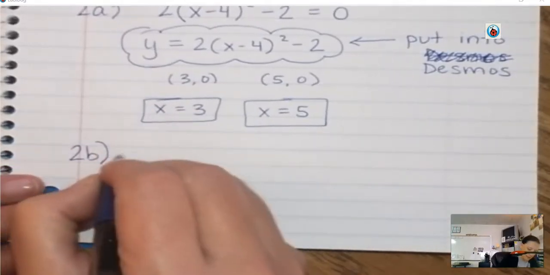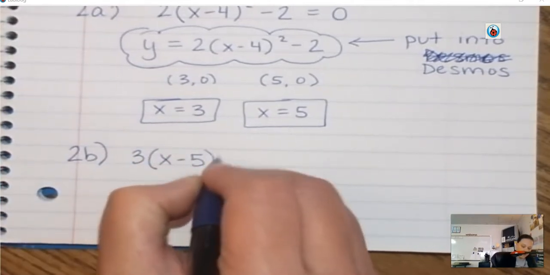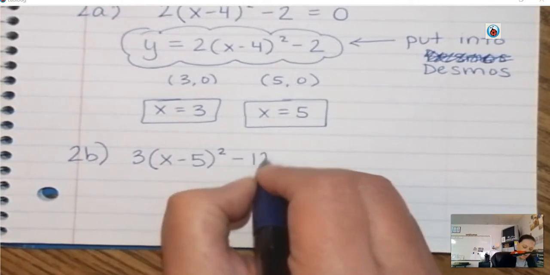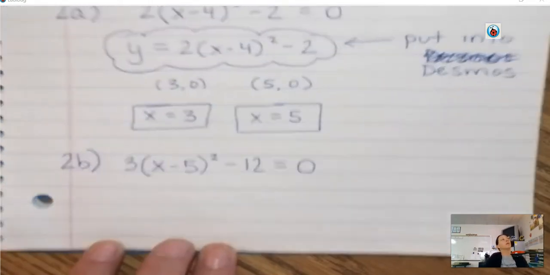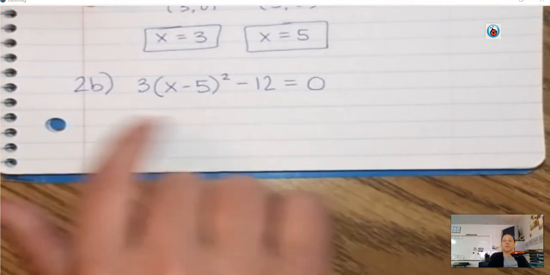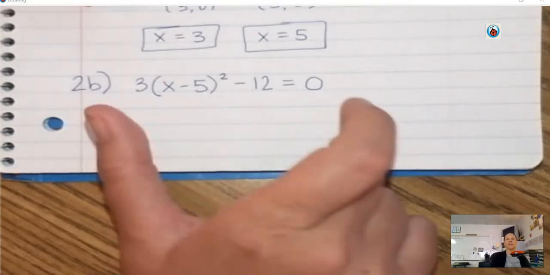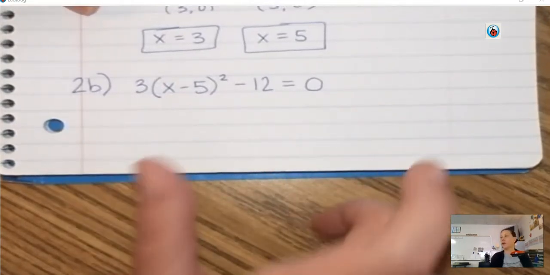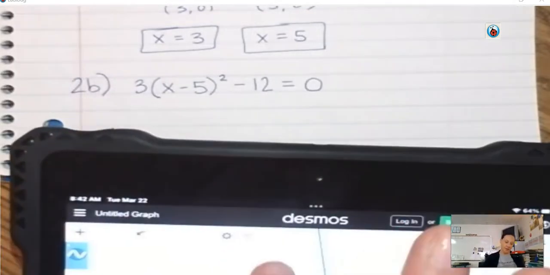Okay, 2b is 3 parentheses x minus 5 squared minus 12 equals 0. Okay, go ahead and write this into Desmos. Those of you that have graphing calculators, I can show you how to find the intercepts. It's multiple steps to get the intercepts on a graphing calculator. Desmos, I feel like, is just easier. You can just graph it, and then you just touch the graph on where it hits.